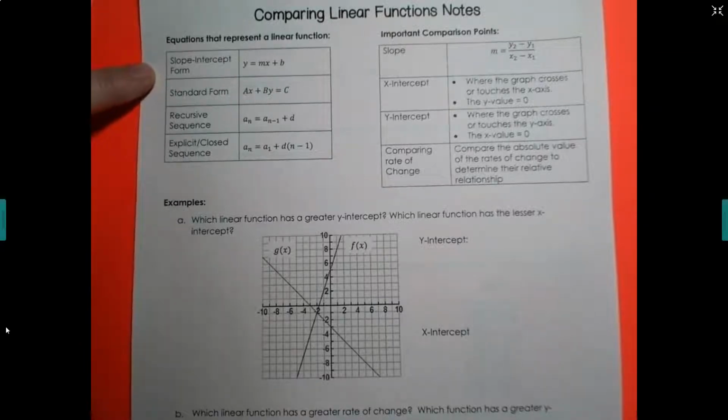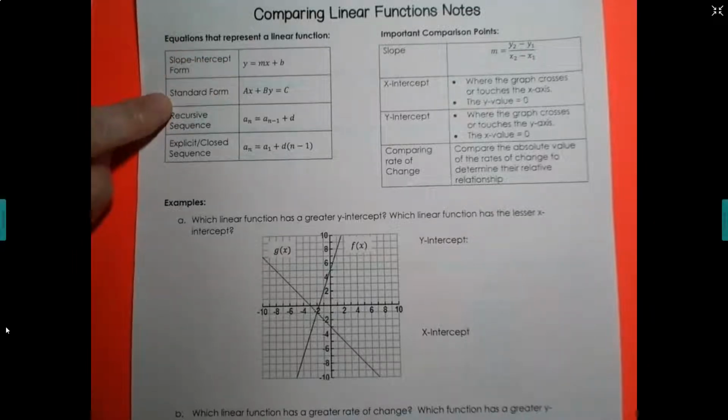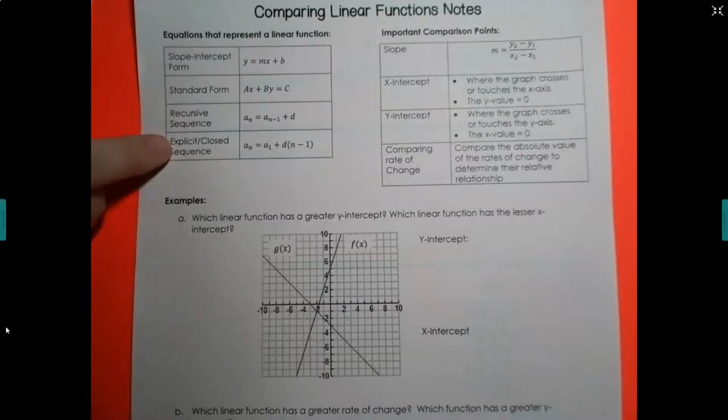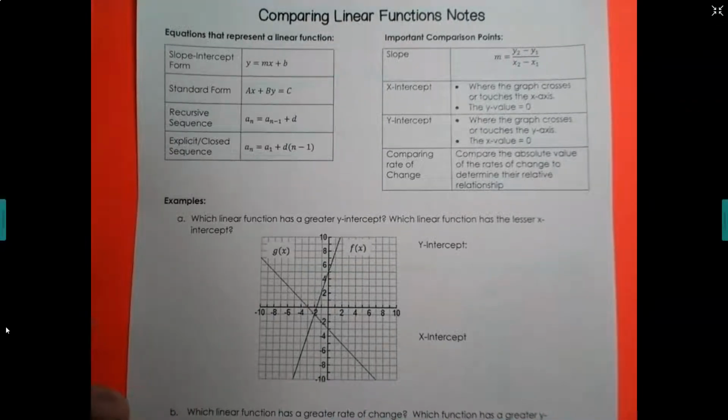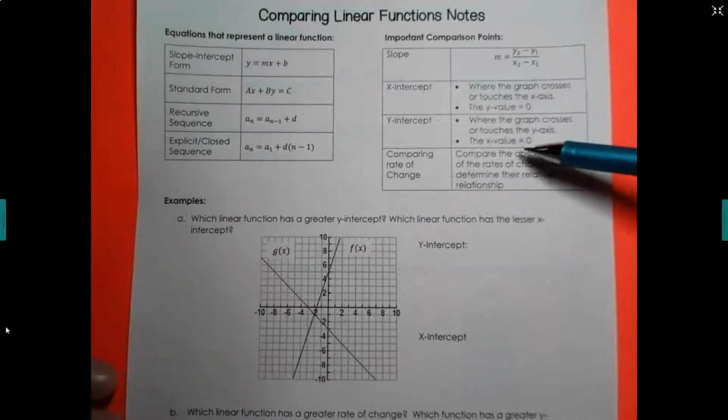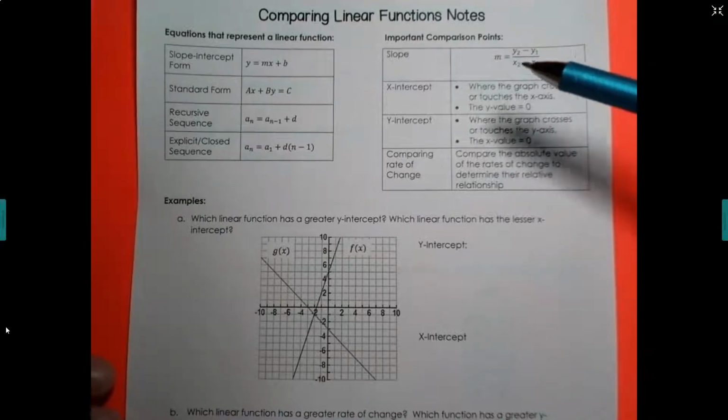Over the course of the year, we've talked about different representations of lines. We had slope-intercept form, which we often see as y equals mx plus b, our standard form, ax plus by equals c, and then we had our sequences, which were also lines if we had graphed them. It was just a different way of writing the equation. When we compare our lines, the most important things we usually look at are slope, x-intercept, and the y-intercept.